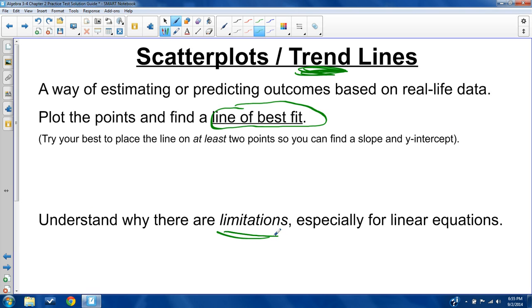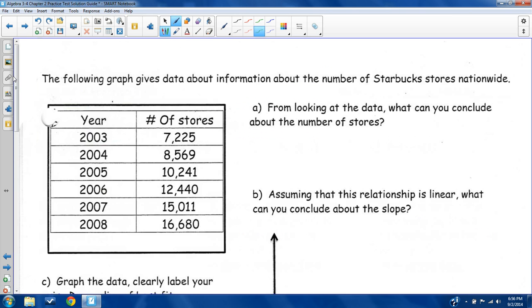We did that with the puppy and age, weeks in pounds and stuff like that. I want you to really understand limitations for linear equations. So let's go and do one. All right, the following graph gives data about the number of Starbucks stores nationwide.